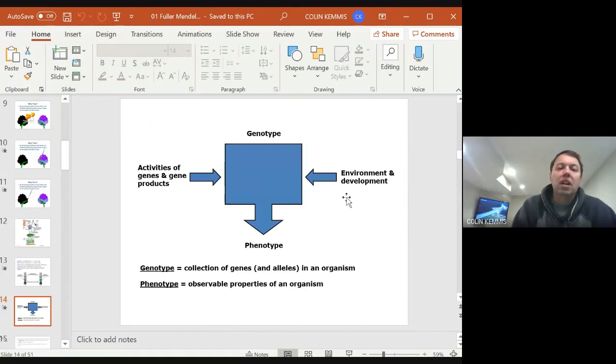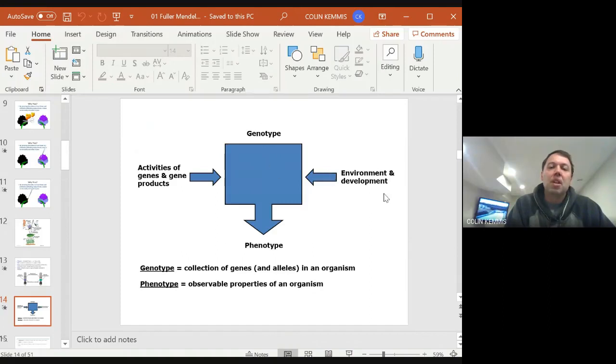And if you're a pea plant, you're going to have yellow seeds or green seeds. You're going to have tall or short stems. So those would be your phenotypes. And then your genotypes are going to be the alleles, and what letters do you have for those? So the genotype is what you get.